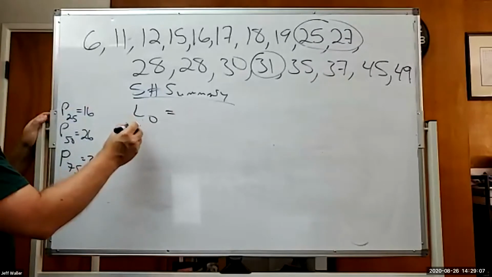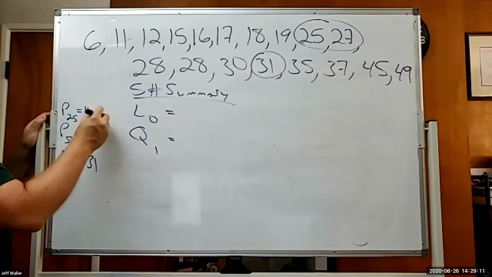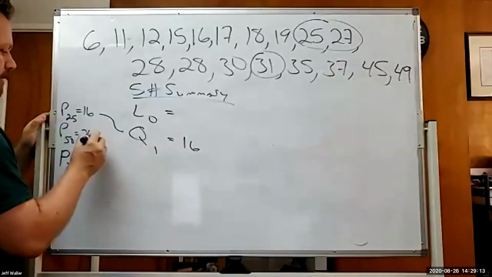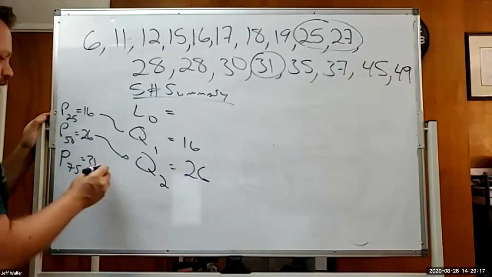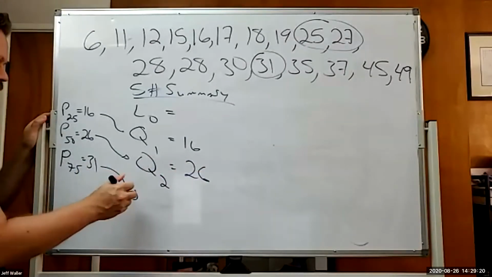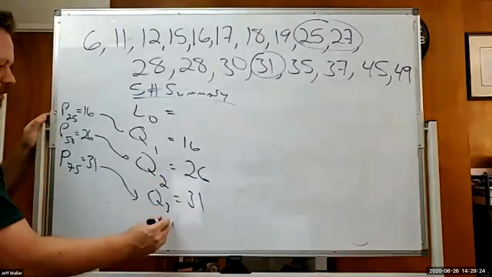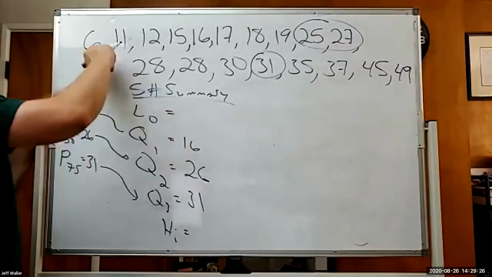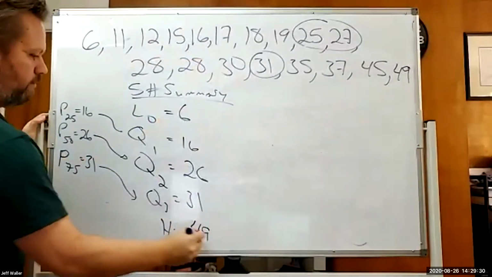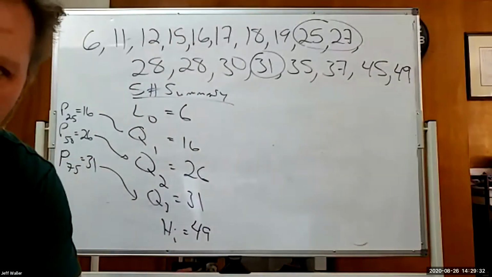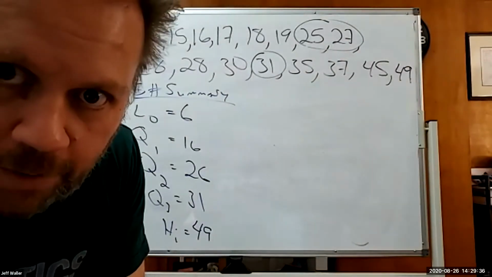So another name for P25 is Q1, first quarter. So that's 16. Another name for P50, amazingly enough, is Q2. That is crazy, Jeff. And then this, I just don't know what it would be. Oh yeah, Q3. And then the highest one. The lowest data point was 6, and the highest data point was 49. So that's what's known as the 5-number summary.